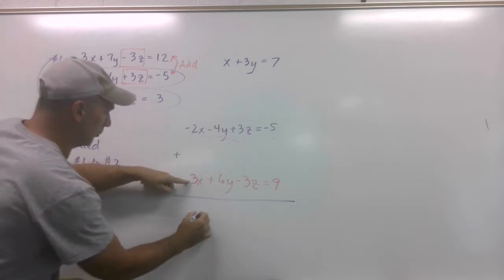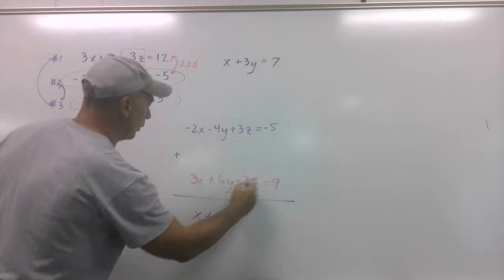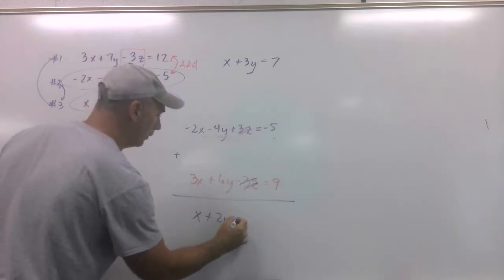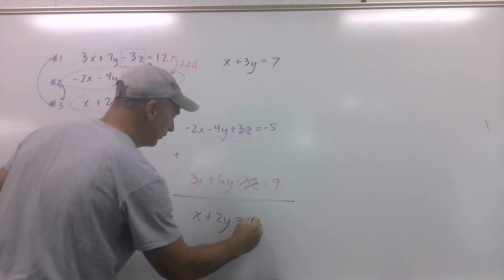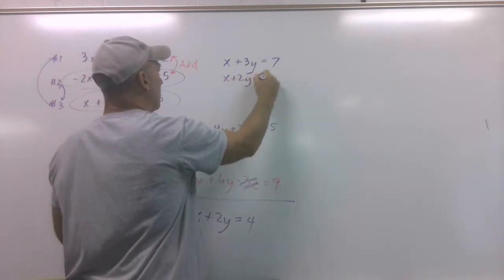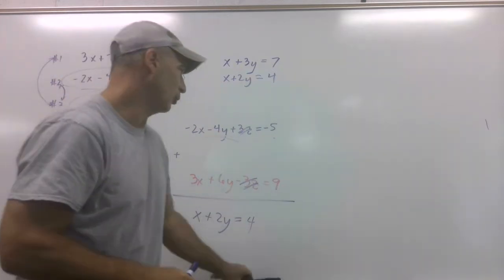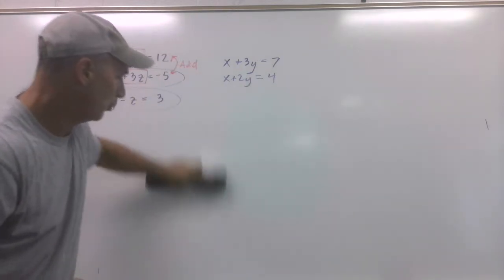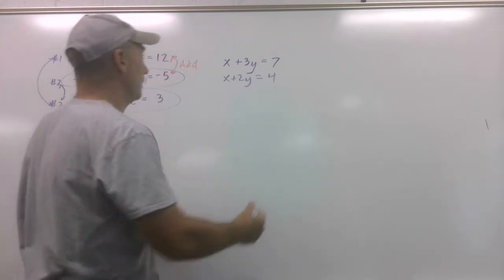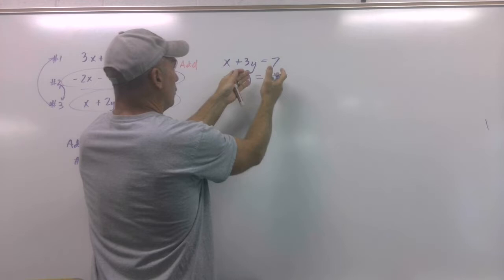This plus this is 1x. This plus this is 2y. We know these cancel. That was our whole goal. Equals 9 and negative 5 is 4. So I get x plus 2y equals 4. Now we're back to where we started from day 1. I need to figure out a way to eliminate either the x's or the y's.